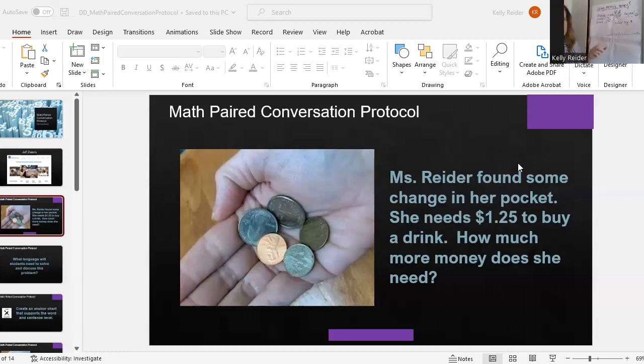What kind of math do you think we're using? Are we going to be talking about multiplication, addition, subtraction? We're not solving it quite yet, but what might it be? What might you do? All right, so maybe you're going to add.